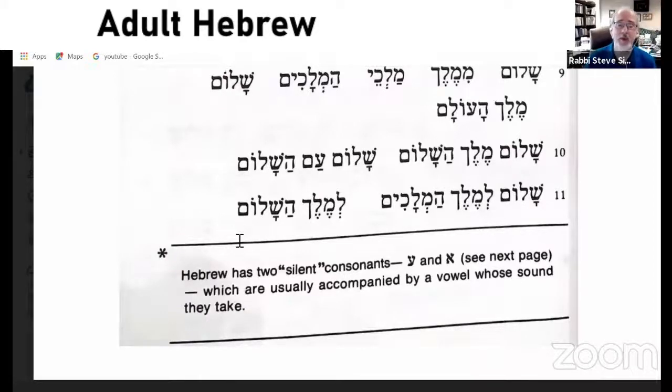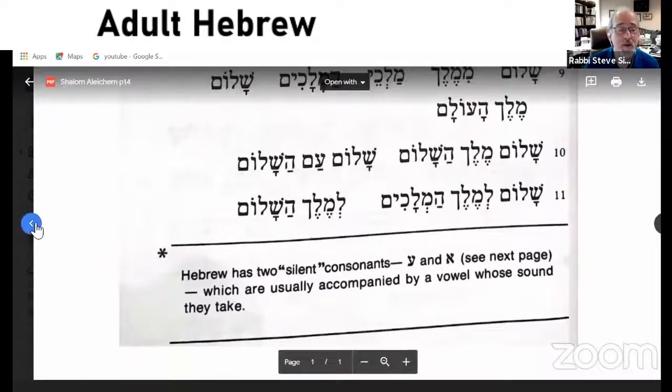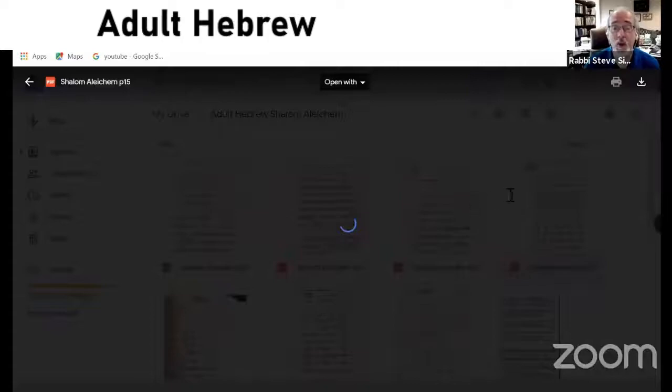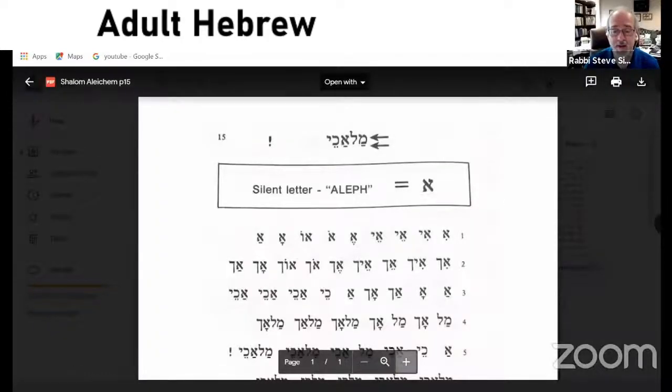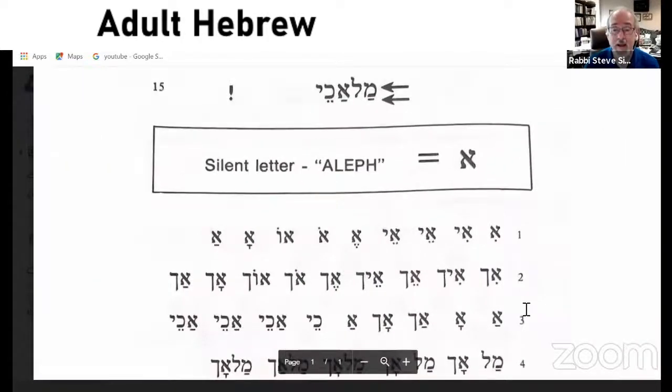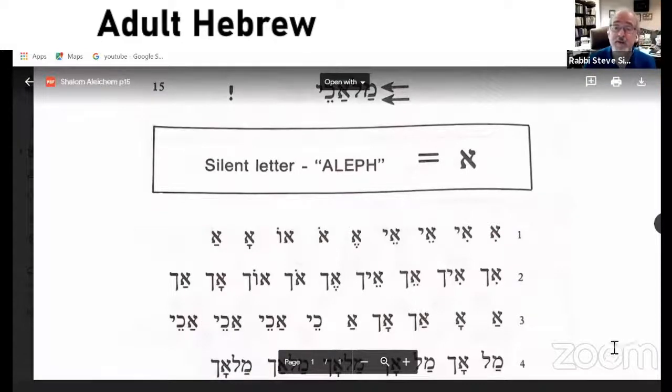Woohoo! Hebrew has two silent consonants. These are the two of them, ayin and aleph, and they're accompanied by a vowel. So now we're going to move to the next page. And here we have the aleph. And the aleph is the first letter in the aleph bet. So the second letter is the bet, aleph bet.